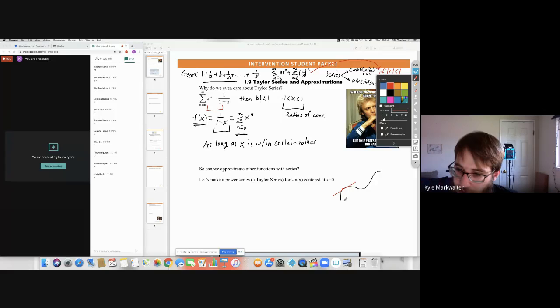I could draw a tangent line to it at some point c here. To draw that tangent line, I need to know that point, f of c, and I need to know the slope, f prime of c. Well, I could get a better approximation of that. If I know the point and the slope, I could get a better approximation if I also knew, for example, the concavity. If I knew the second derivative, I could actually make that curve fit this a little better.